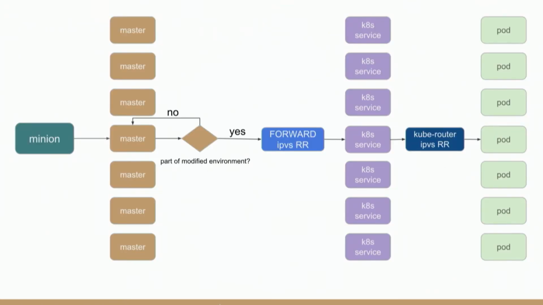So kind of like a chart of it all. A minion comes in, the masters check, does this minion actually belong to a changed environment? If it does, then it gets forwarded out. There's a local forward rule to the IPVS round robin setup on that master. That IPVS round robin setup is pointing to the Kubernetes services. And KubeRouter has another IPVS round robin pointing to the actual pod. So there's like 2 levels of redirection. But we don't care because it's all NAT friendly. You can have like 5, it doesn't really matter. And obviously the simple case is if there's no modified environment, the generic pool of master services the state high state.